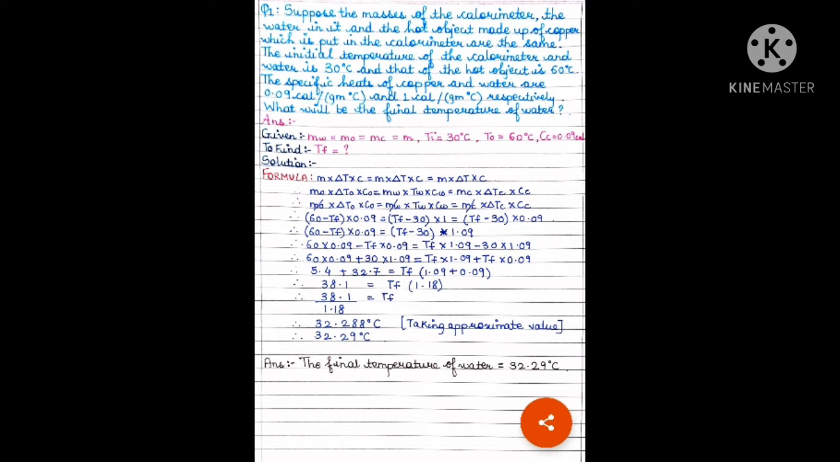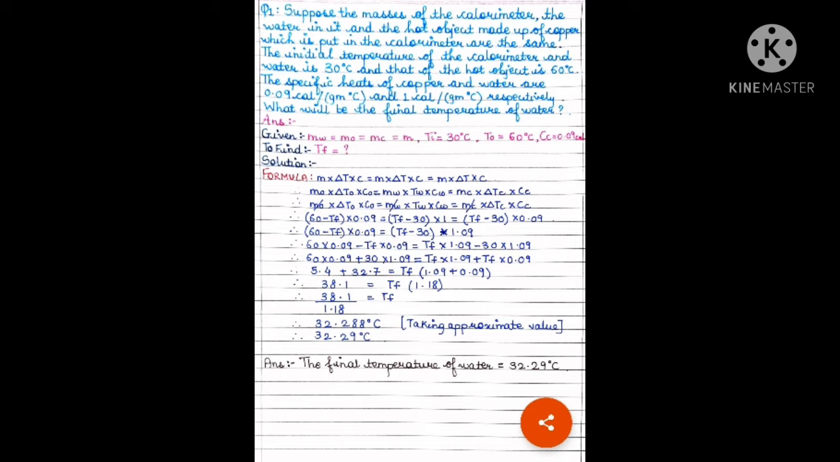TF minus 30 is present twice on the RHS, so we will write 1 and 1 plus 0.09 will give you 1.09. Now for 60 minus TF into 0.09, we will multiply the entire bracket by 0.09 on the left hand side, and on the right hand side we will multiply TF minus 30, that is the entire bracket, by 1.09.